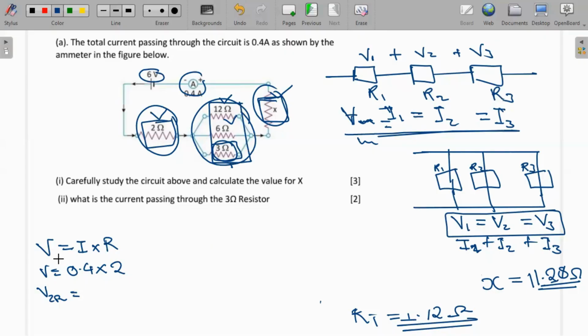0.8. Okay, 0.8 volts. What about the voltage passing through this X resistor, which we found to be 11.28? So voltage will be equal to 0.4 multiplied by 11.28. What will be the voltage there?